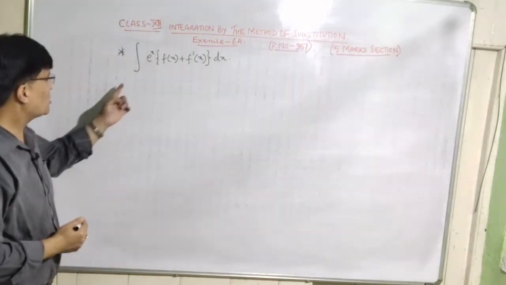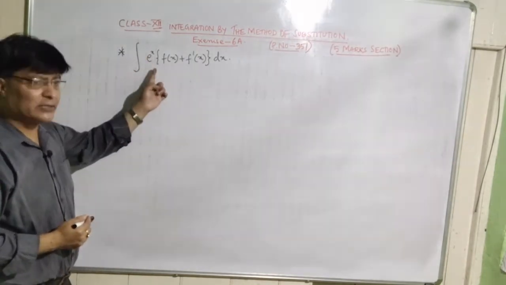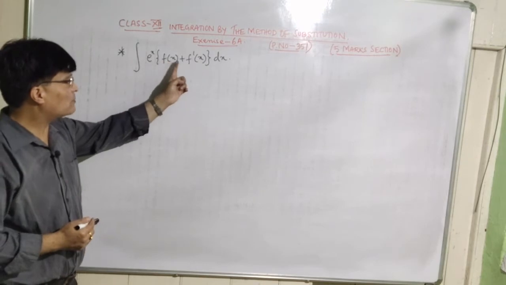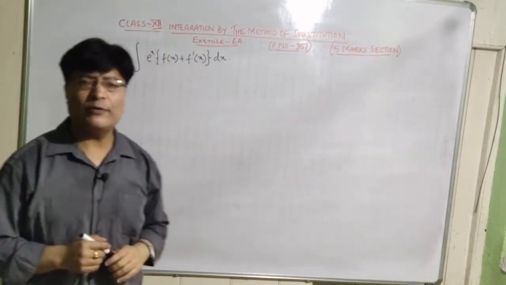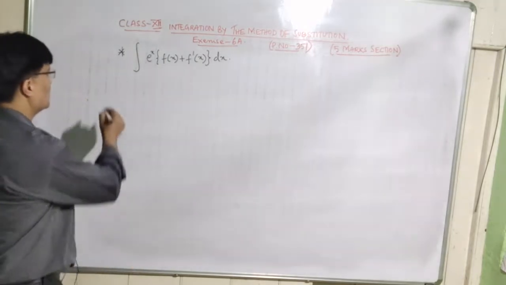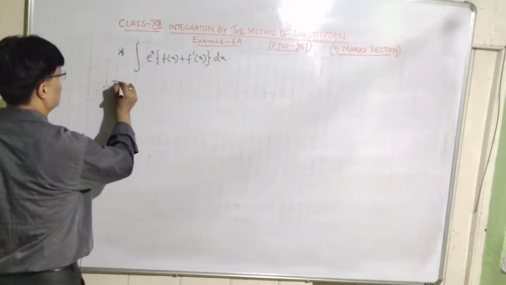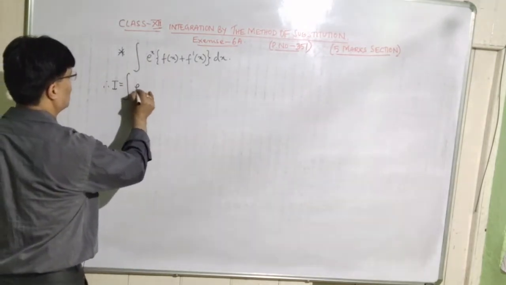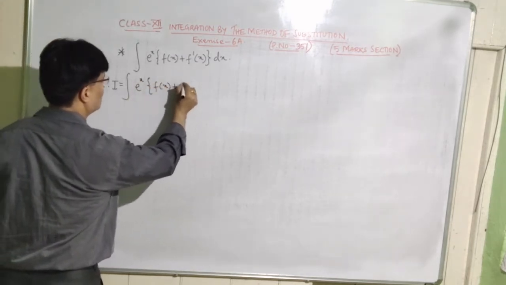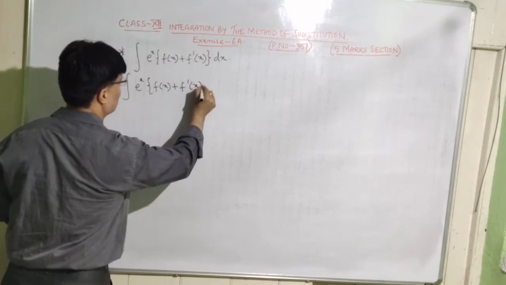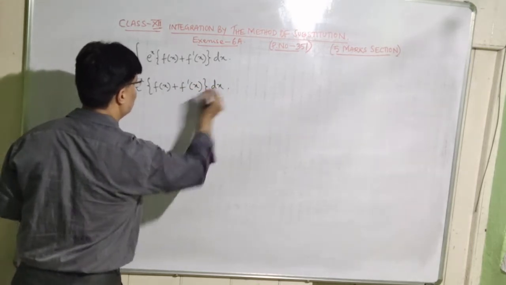Okay, suppose the question is integral sign e to the power x within second bracket f of x plus f dash of x second bracket close dx. So how will you evaluate this integral now? So let us assume it as I is equal to integral sign e to the power x f of x plus f dash of x dx, right?